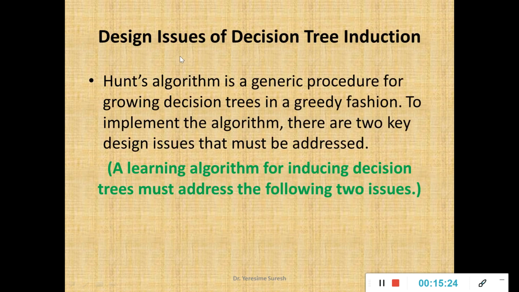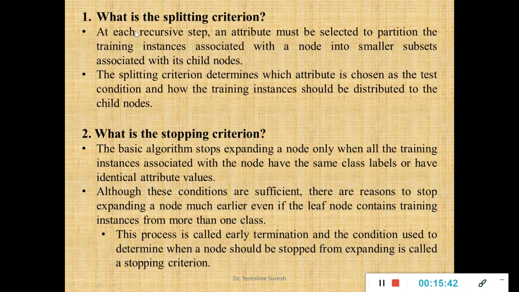So what are the two design issues that are supposed to be considered with respect to your Hunt's algorithm or decision tree induction? Your Hunt's algorithm is a generic procedure for growing decision trees in a greedy fashion. To implement the algorithm, there are two key design issues that must be addressed. What are those issues? First thing is, what is the splitting criteria, how to split, and after splitting, when to stop. So we'll see these details.